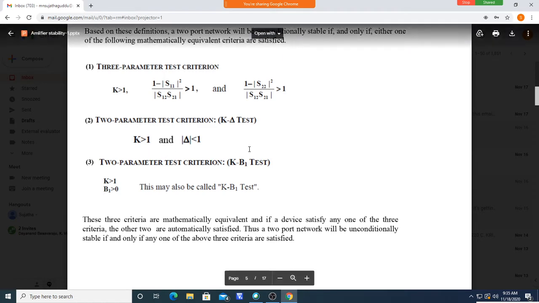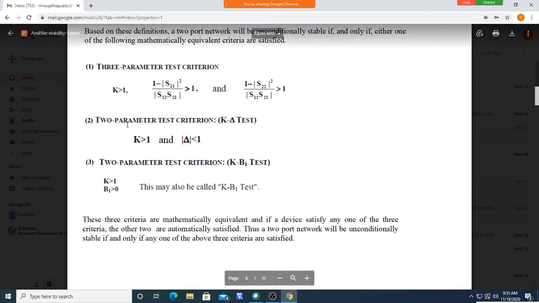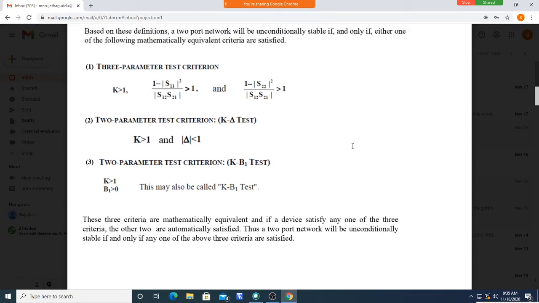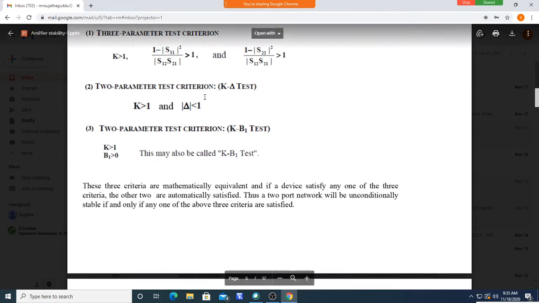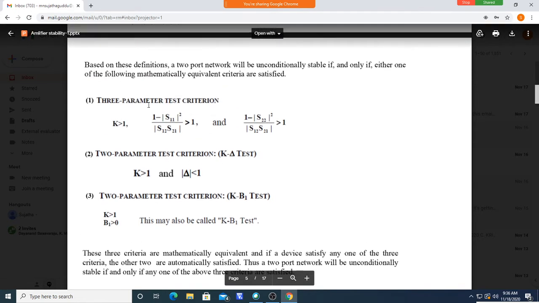Now do this and check whether it is conditionally stable or unconditionally stable. For unconditionally stable, K and delta values must satisfy this, then it is unconditionally stable. You need not go for the graphical test. If it is conditionally stable, if K is less than 1, then after doing this analytical check, you should proceed for the graphical solution also.